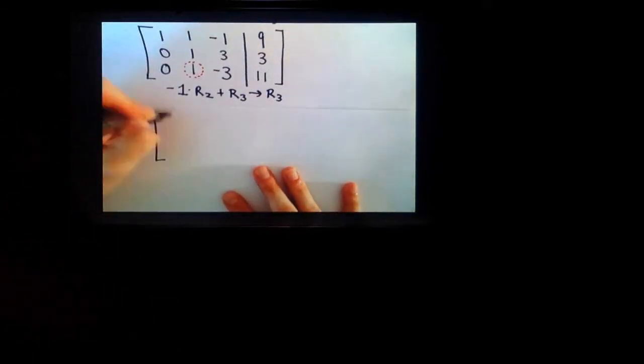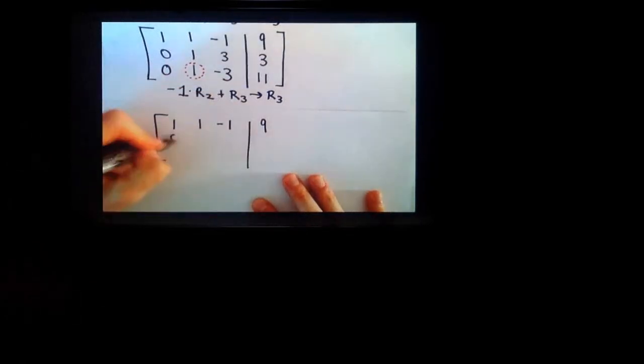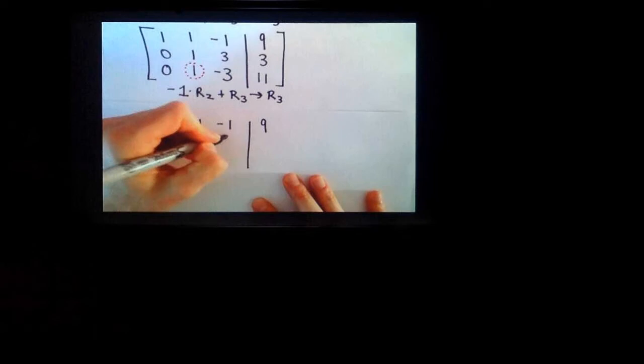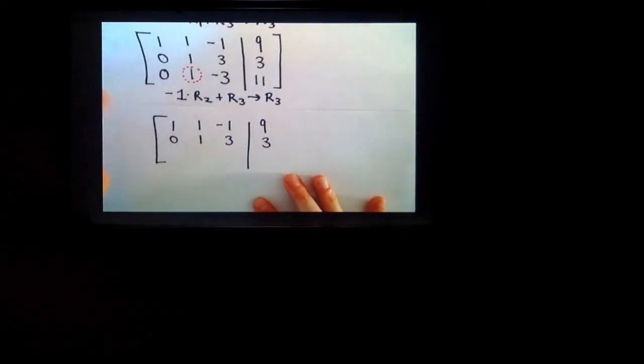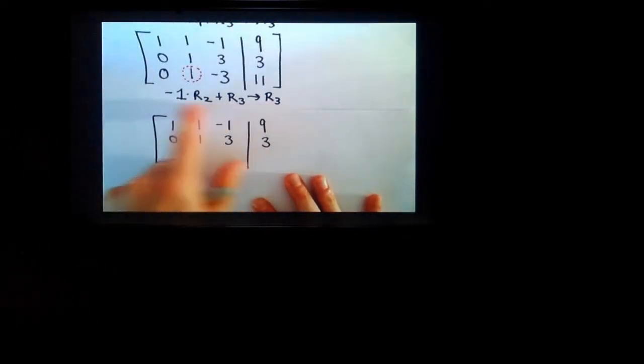Again, I'm not changing the first row at all. I'm not changing the second row either. Now I'm going to change the third row again by doing the arithmetic.